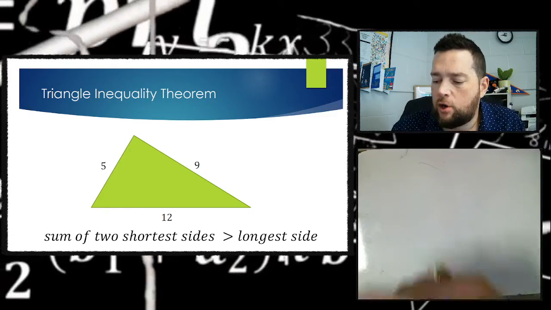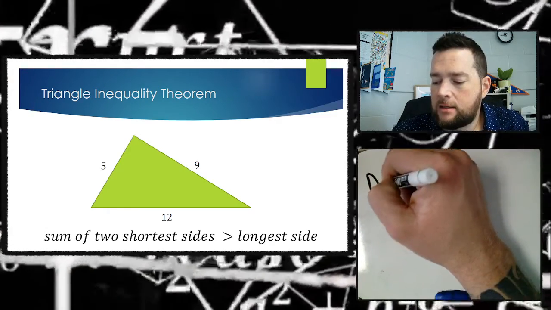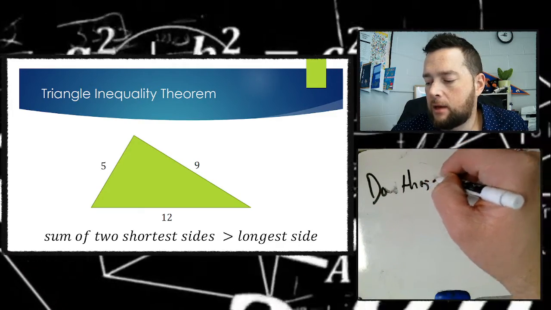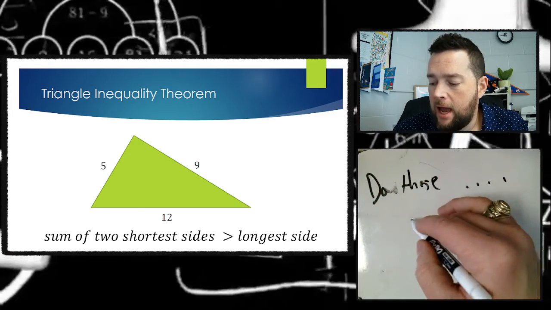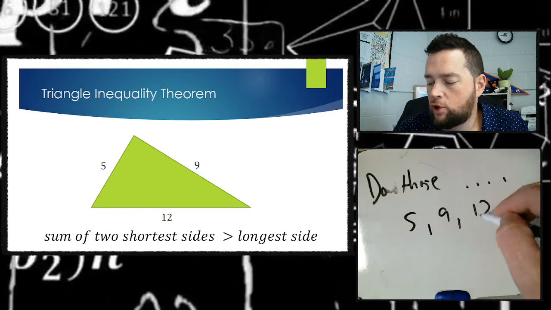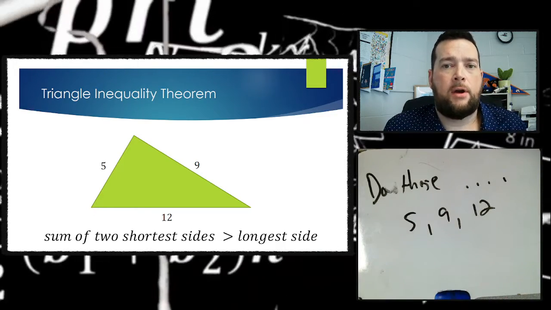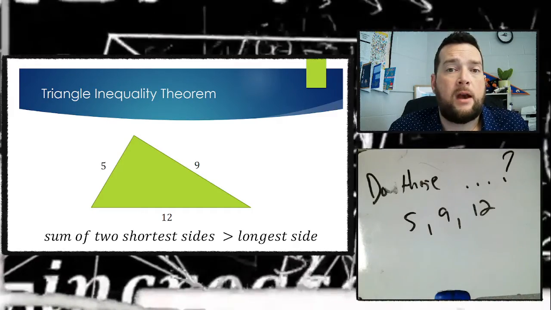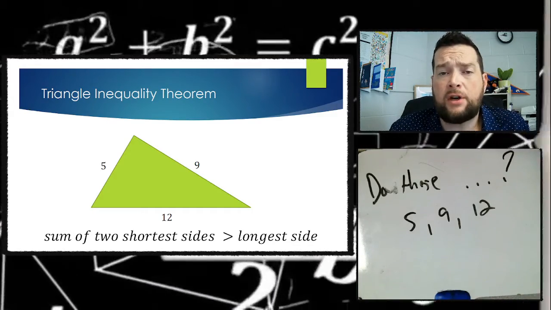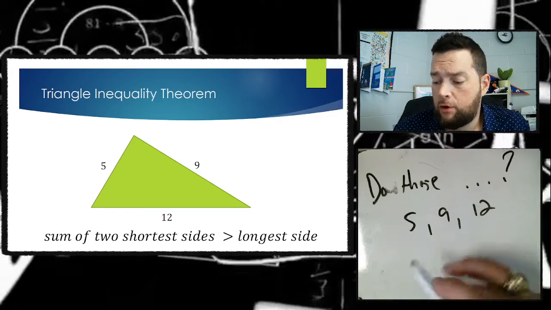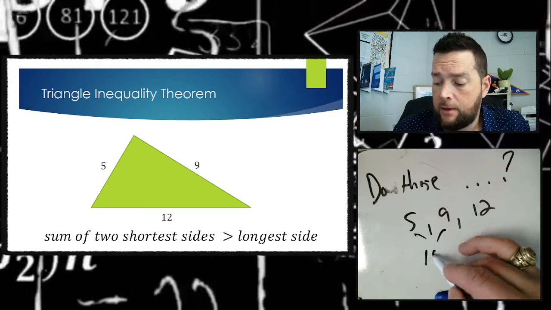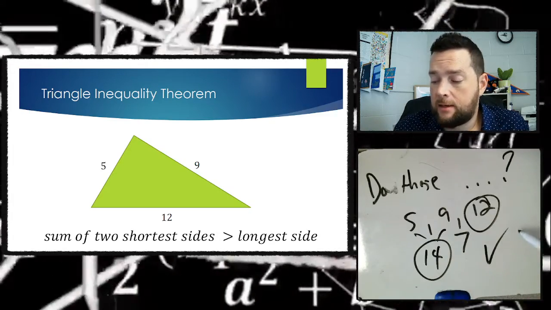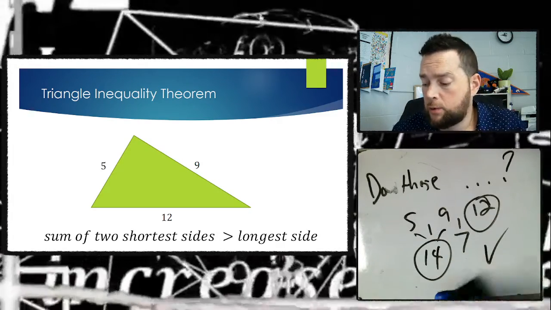Most likely you'll see a question like this: do these lengths make a triangle? All right, and then you'll have 5, 9, and 12. They won't even draw a diagram for you. They'll just write out the question, and then you've got three numbers, and you have to determine. Well, the way to determine if they make a triangle, you add the two smallest numbers together. That's 14. Is 14 larger than 12? It is, all right? So those lengths will make a triangle.